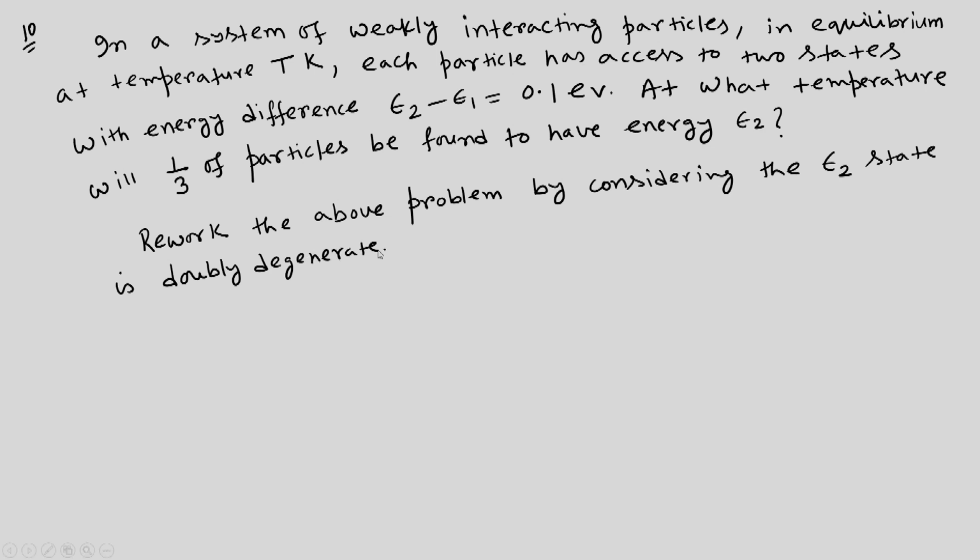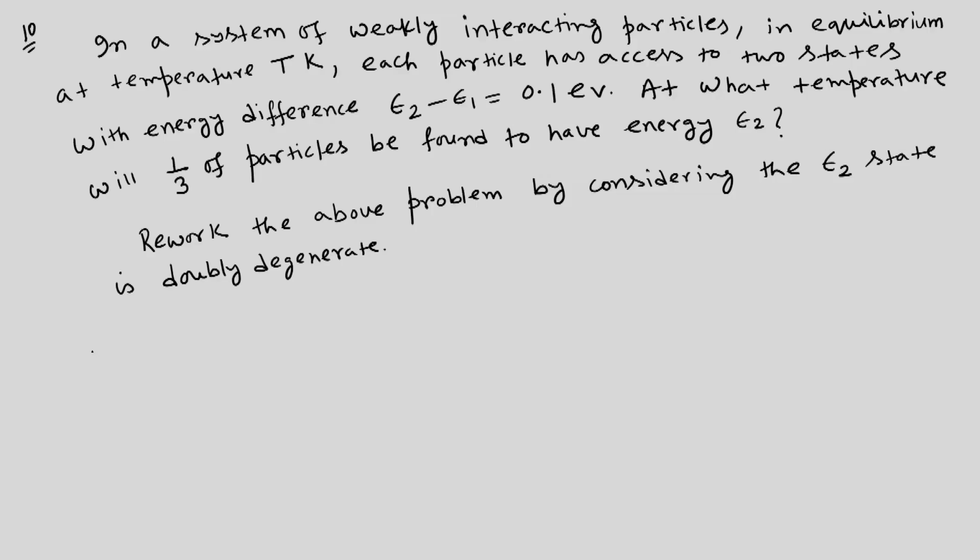So, problem number 10 states, in a system of weakly interacting particles in equilibrium at temperature T Kelvin, each particle has access to two states with energy difference epsilon 2 minus epsilon 1 equals 0.1 electron volt. At what temperature will 1/3 of particles be found to have energy epsilon 2? This is the first problem, and the second problem is we need to rework the above problem by considering epsilon 2 state is doubly degenerate. So, for the first problem, the states are non-degenerate. Okay. So, how will we do that?